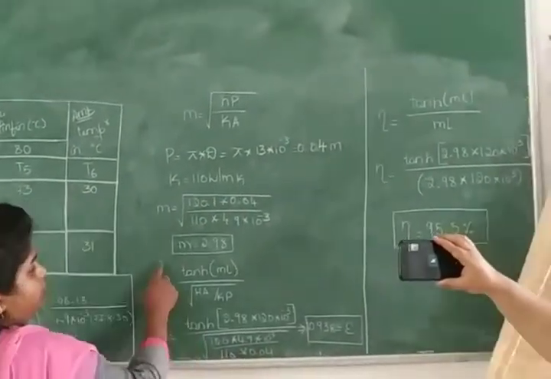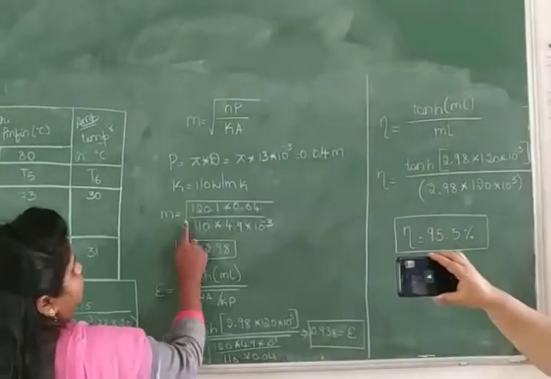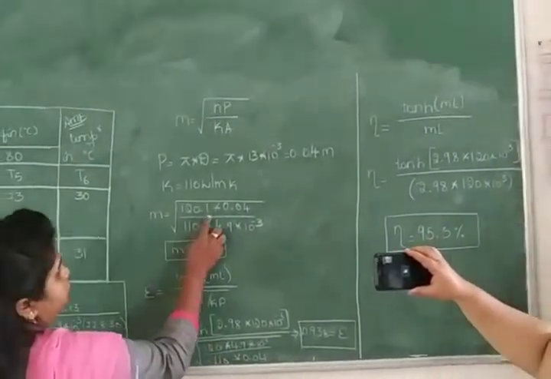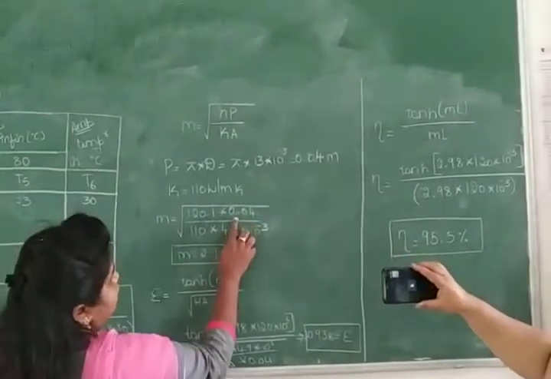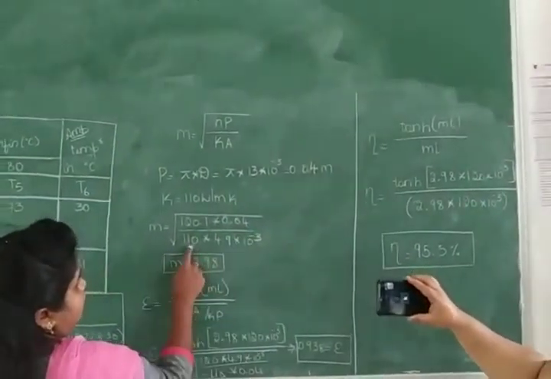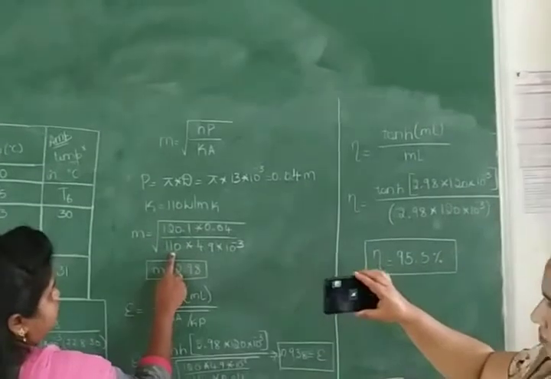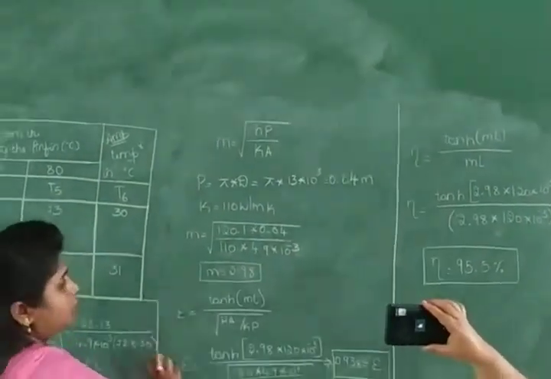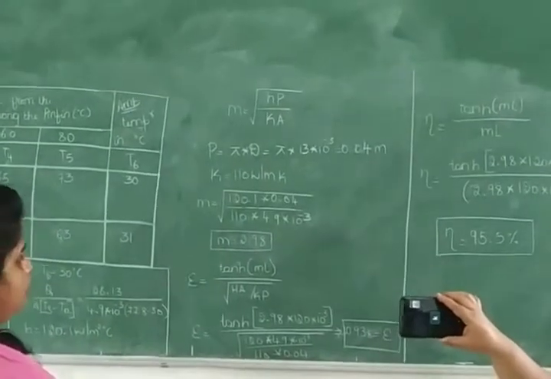So now we are going to find out the value of M. M will be equal to square root of H. H is nothing but the convective heat transfer coefficient. It is 120.1. Perimeter we have calculated, it is 0.04. Thermal conductivity is there in the specification, it is 110. Area value will be 4.9 into 10 power minus 3. M value we are getting 2.98.